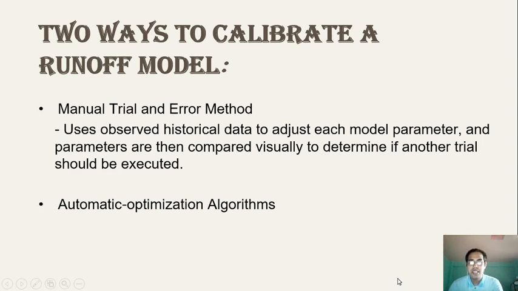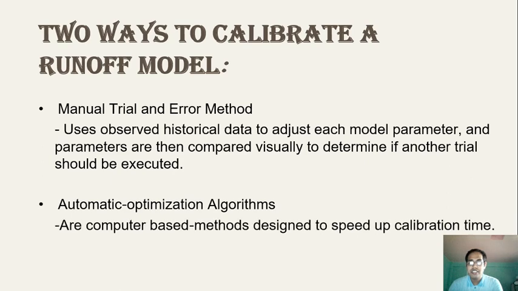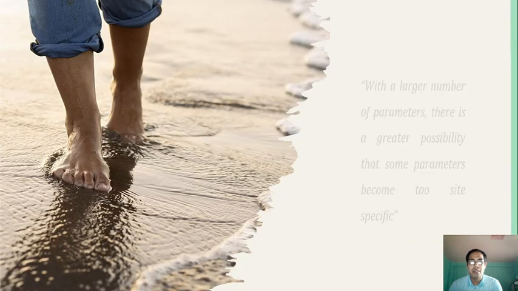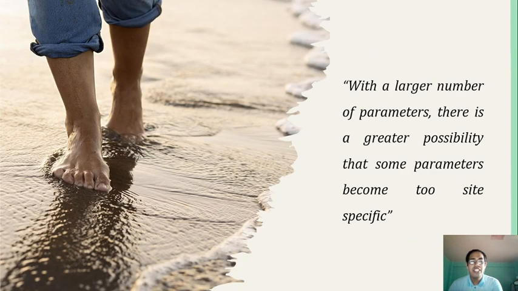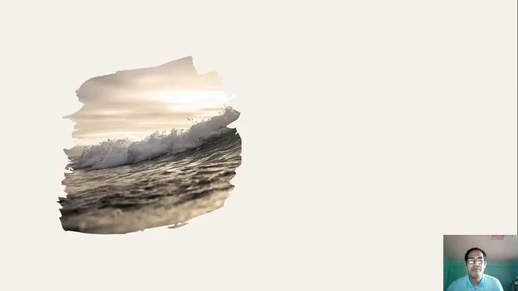Next is the automatic optimization algorithms. These are computer-based methods designed to speed up calibration time. With a larger number of parameters, there's a greater possibility that some parameters become too site-specific. Models with many parameters have less chance of finding the best parameter set than models with fewer parameters.